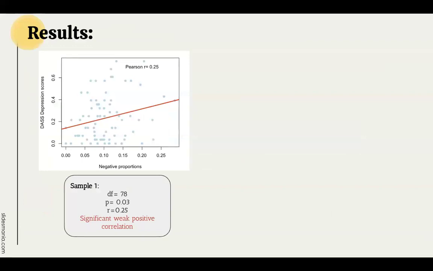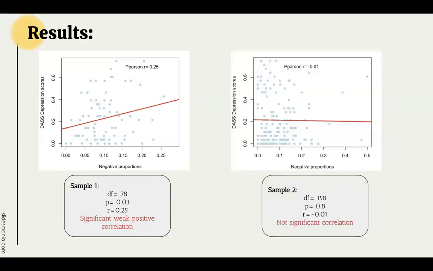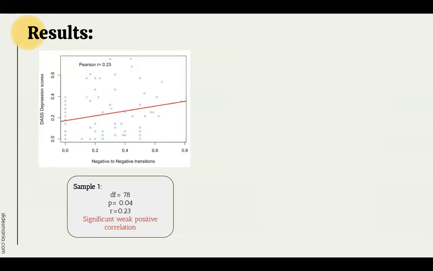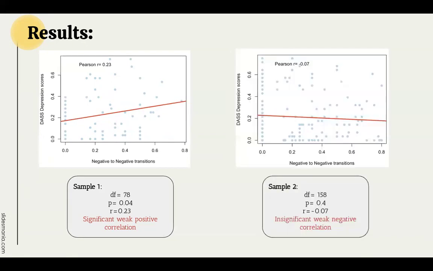So for hypothesis 1, which looks at the negative proportions of words, it was only in sample one, which is the smallest one, that I found a significant but weak positive correlation. And it was not replicated in the largest sample, which had no significant correlation. Same thing happened for hypothesis two, which looked at the negative to negative transitions. It was only in sample one that I found a significant positive correlation, but it was not replicated in sample two, which had no significant correlation.